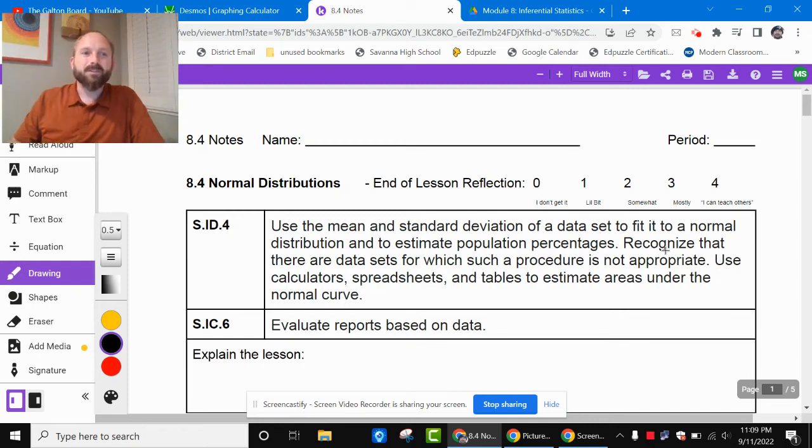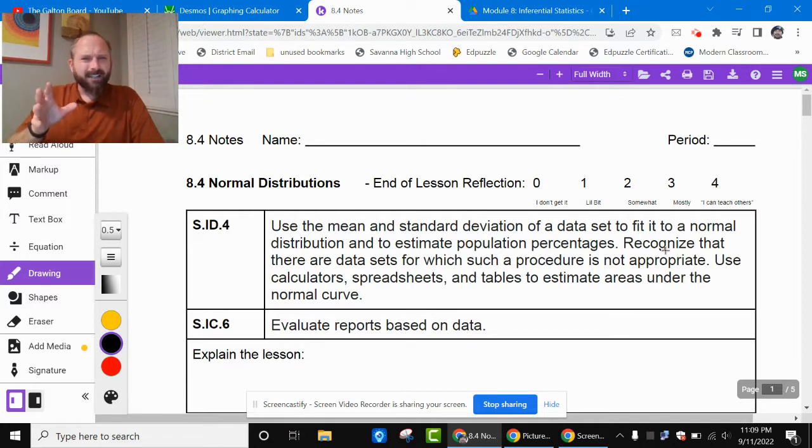Hello, Mr. Schultz here as we dive into more statistics, specifically 8.4 normal distribution. So make sure you write your name and the period in the top left and right hand corner of your PDF. Make sure at the end of this lesson you do a little reflection.